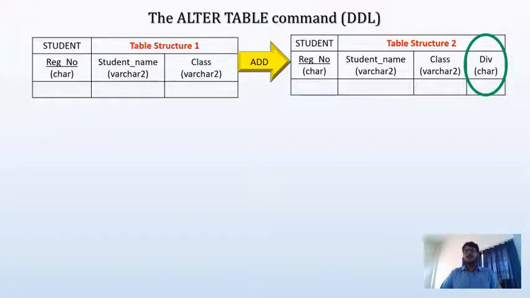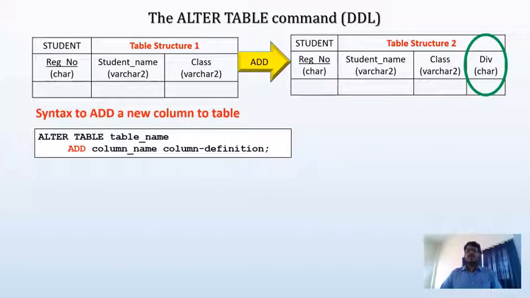That can be done by using the modify option. But with the help of the add option, we can add new columns to the existing table structure. Here you can see, I have successfully added a division column with a char data type, so that I can store a single character within this column, isn't it? So how can it be done?